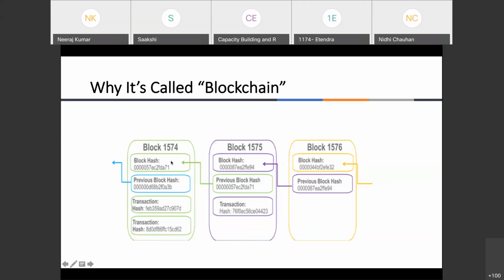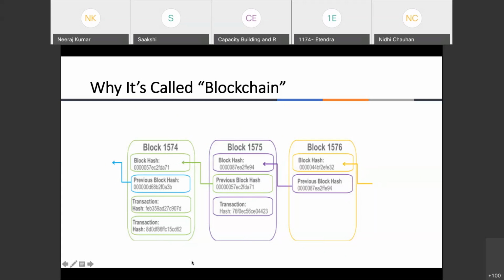For example, if an attacker attacks this block and changes its hash value, then this value would be different, and when it is matched with this value, both values would be different. In that case we will say that this block has been compromised and this whole blockchain has been compromised, that there has been some attack on this blockchain network. So we will try to find out remedies, or a solution for how this attack happened on this blockchain network. If the previous block hash value does not match with this particular attribute, we will say that there has been some attack on the network.